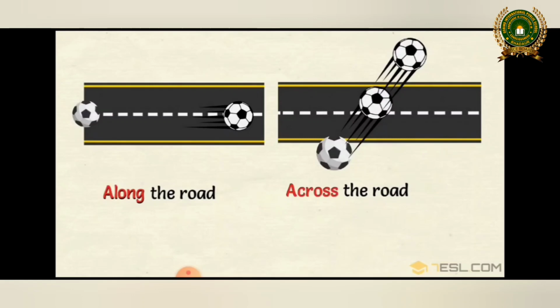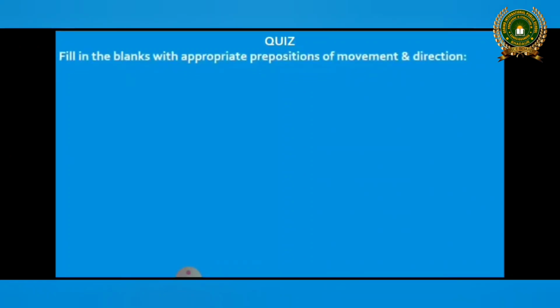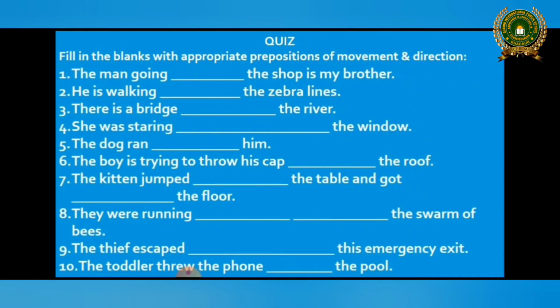So dear students, I hope after looking at these pictures and these movements, the prepositions of movement or direction are clear to everyone. Now I am going to give you a quiz or a test of prepositions of movement. After watching the video carefully, attempt the test. All the fill-ups are very easy, and after watching the video you will definitely be able to answer all of them. The quiz is added here, so you can fill in the blanks with the appropriate preposition of movement and direction. The first one is, the man going dash the shop is my brother.